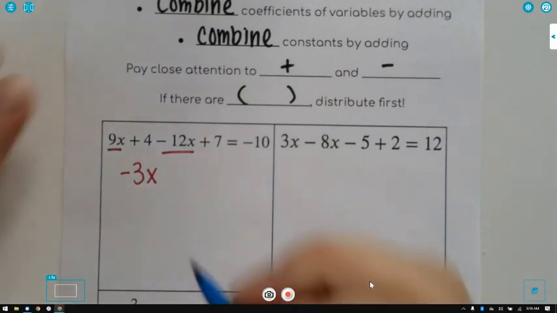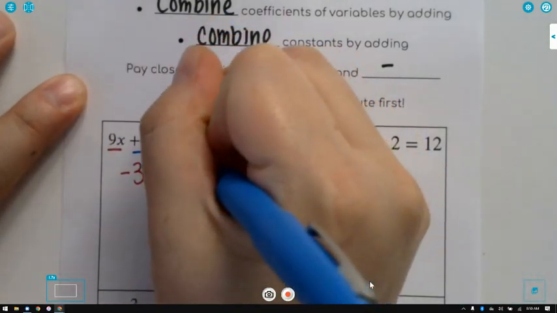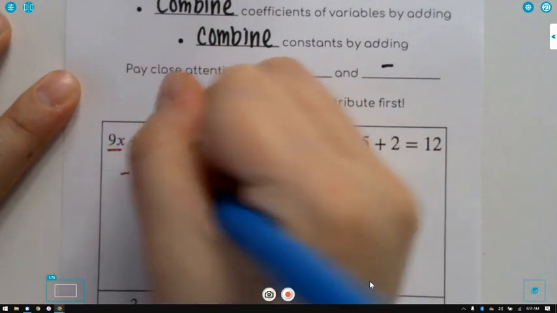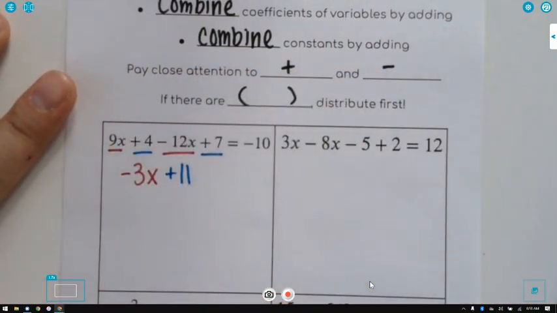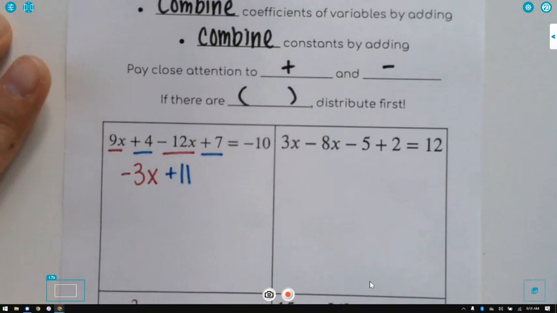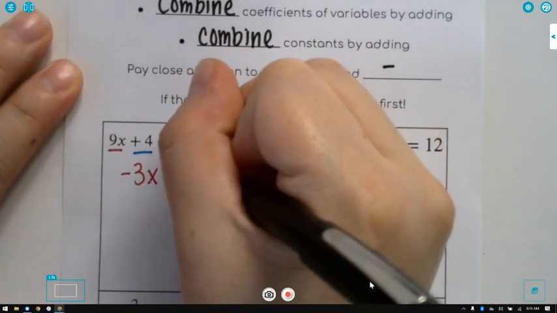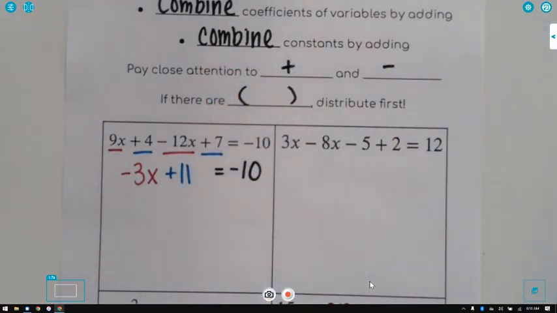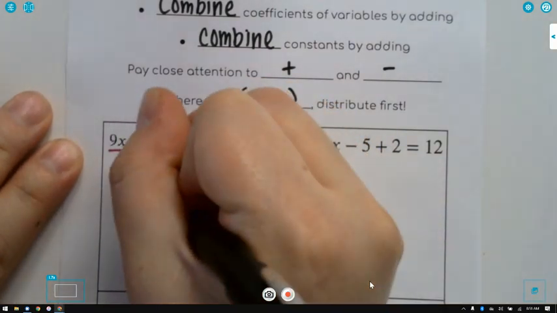And then we're combining together this 4 and this 7. 4 plus 7 is 11. And then from here, now we can put back our equals negative 10. And it is smooth sailing from there, because this is just a normal two-step equation. So our next step from here, we're going to get rid of that plus 11 by subtracting 11 from both sides.